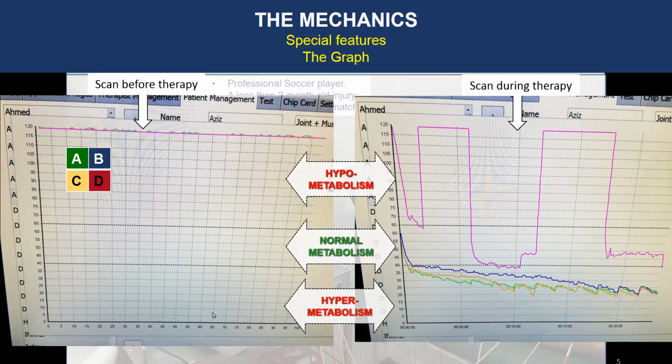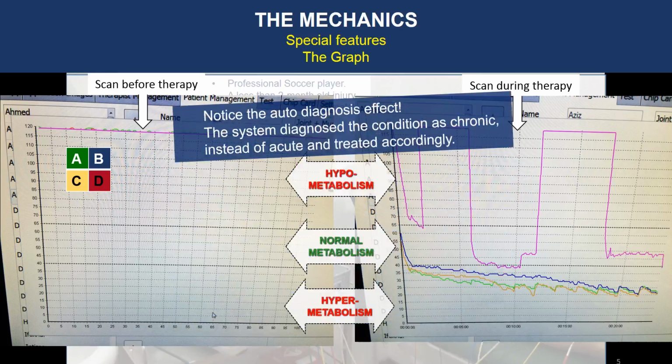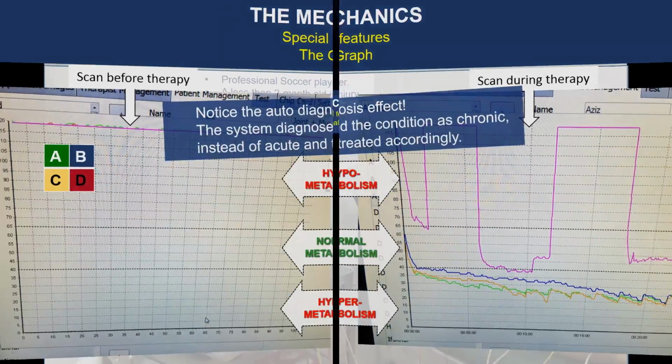So this actually shows that it takes away the need for human judgment here, because rather you can say that the machine is more foolproof in this aspect when you use the automatic mode. Alright, the system diagnosed the condition as chronic instead of acute and treated accordingly.